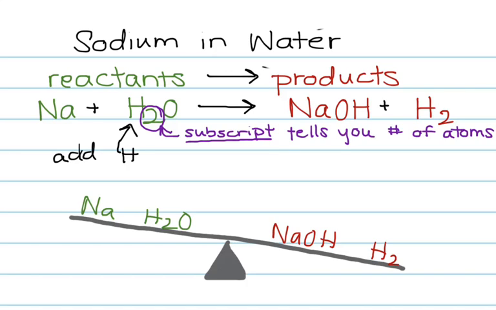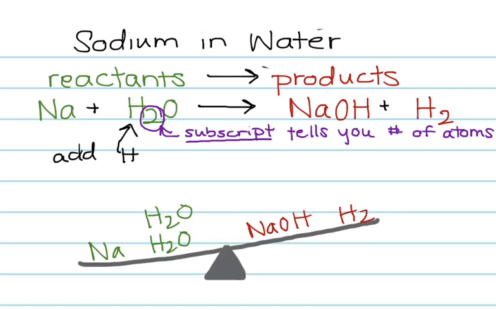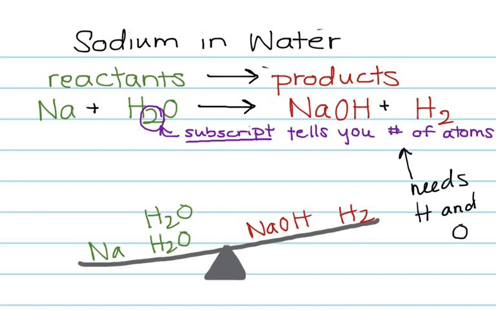So in order to add a hydrogen, we have to add a whole H2O. So let's add an H2O. All right, well now we have a problem because now we have too many hydrogens on the reactant side now, and too many oxygens. So on this side, we need hydrogens and oxygen. So what we can do to add that is add another NaOH.